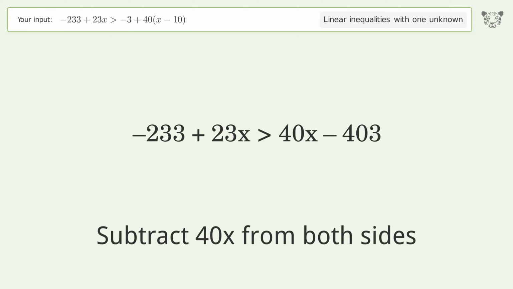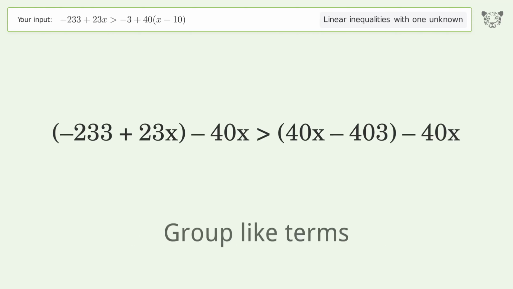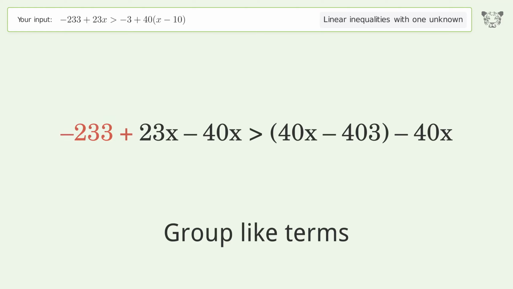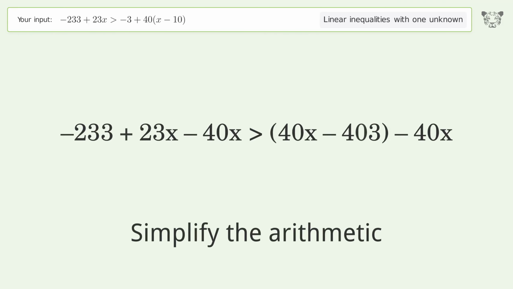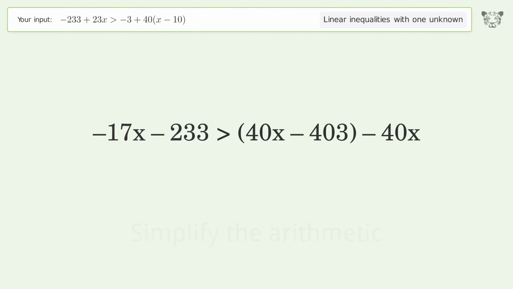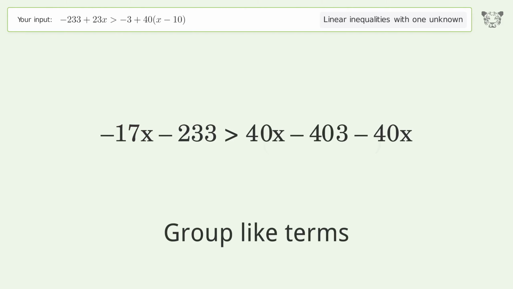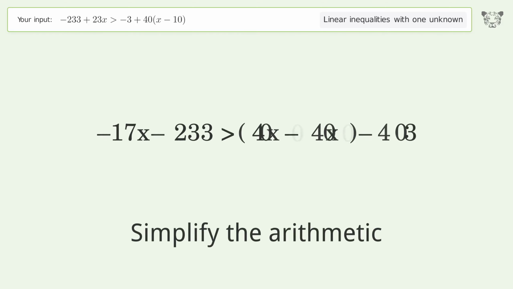Subtract 40x from both sides. Group like terms. Simplify the arithmetic. Group like terms. Simplify the arithmetic.